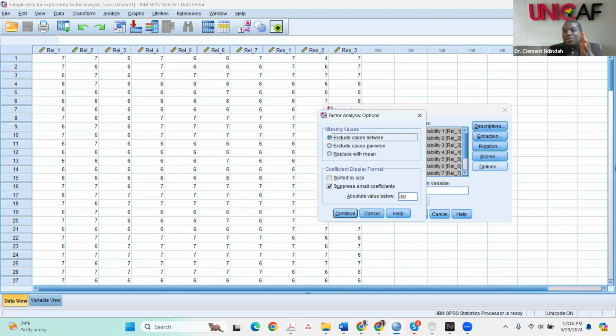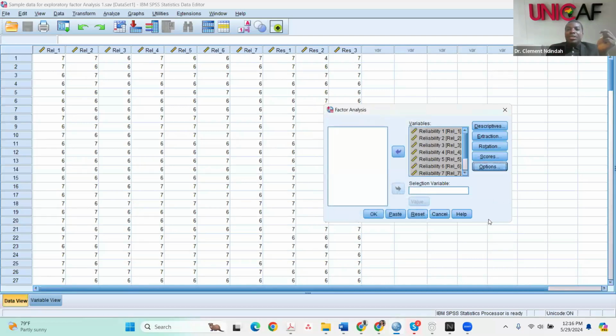So we want to suppress those variables that have a factor loading less than 50%. Factor loading is just correlation with the general category. So those with low factor loading, we would eliminate and not use in our construct, because they do not capture much of what we are trying to study. Okay, I hope that explanation was clear. Once that is done, good. We now click on OK.